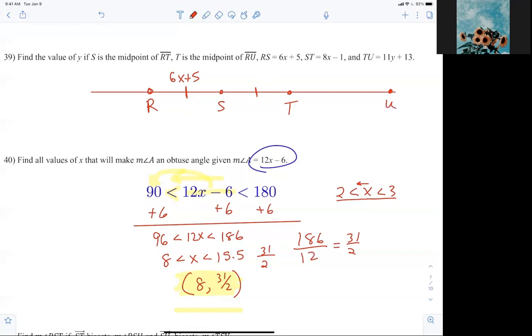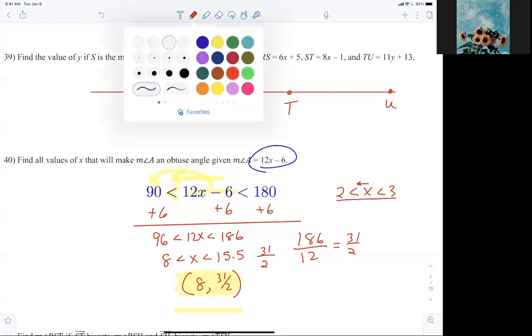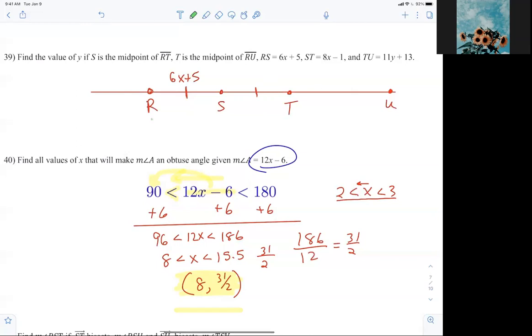So now what I want to show you is, because of that, I like to do this. This is equal to this, because I don't want to interfere with my site. Sometimes you can make the picture too complicated, right? So I can clearly now see that RT is equal to TU, and I can see RS is equal to ST. Is everybody good with that? And now TU is what? 11y plus 13.